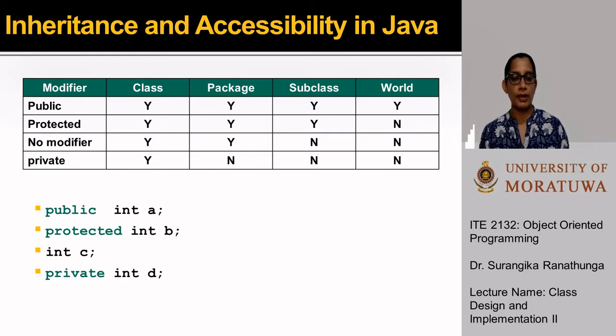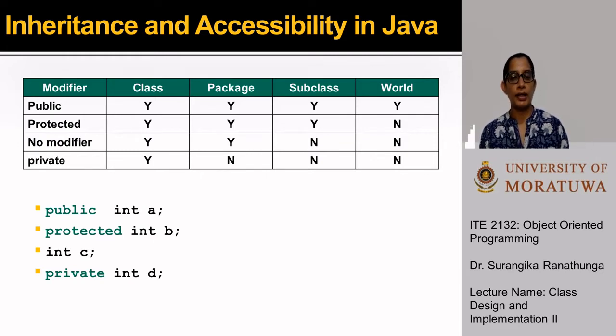And you can also define members without any access modifier. In the examples I have given below, I'm referring to the third option here, where we just say int C, which is the case where we have no modifier. Those attributes and methods can be accessed within the class and within the package, but not by subclasses outside the package. In other words, if the subclass is within the same package, it can access, but if the subclass is outside the package, it cannot.